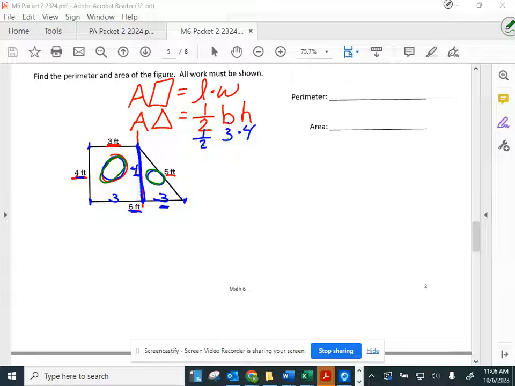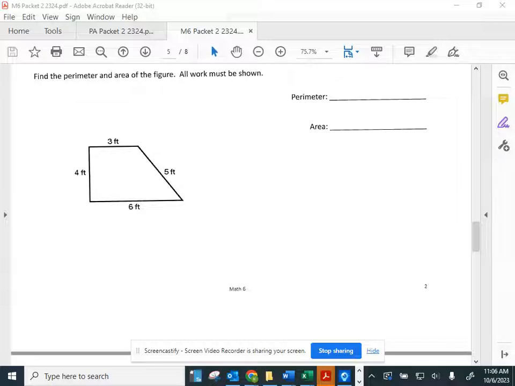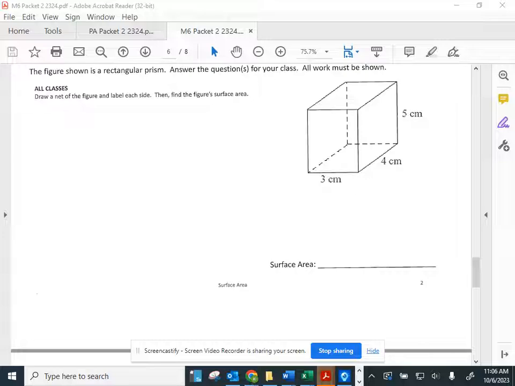All right, our next page. It is that net, like we talked about in social studies, how we drew the net of our parfleche. We have to do the net of this rectangular prism. So remember, those nets are when we cut it to lay flat.